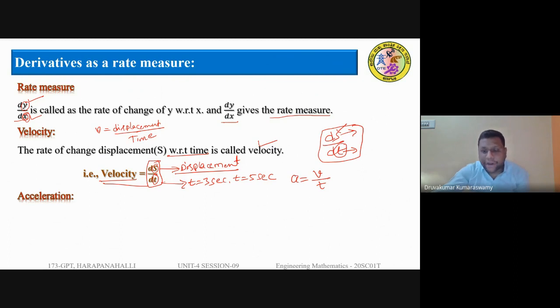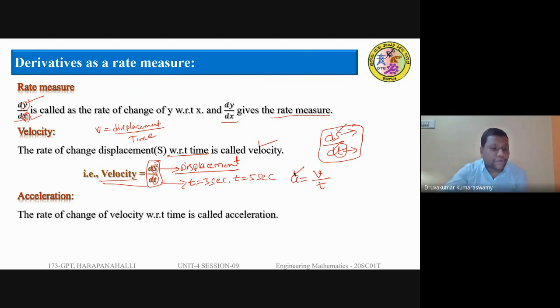Acceleration is the rate of change of velocity, that is, velocity divided by time. How velocity changes with time, we call that acceleration. Then, by using the differentiation concept, how can we get the rate of change of velocity with respect to time?